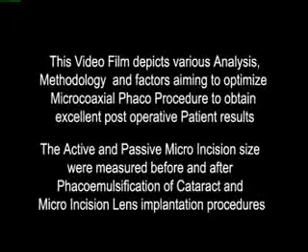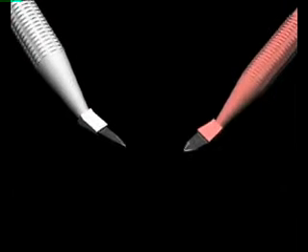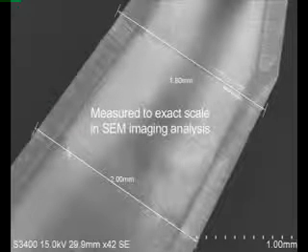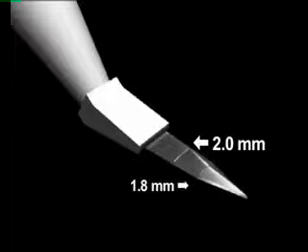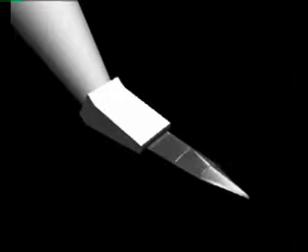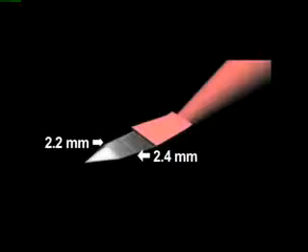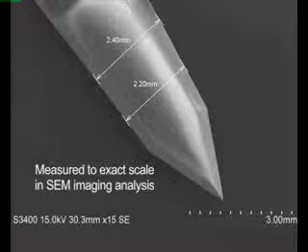patient results. The active and passive microincisions were measured before and after phacoemulsification of cataract and microincision lens implantation procedures. Procedure and methodology. The blades to be used for these surgeries are pre-calibrated accordingly for creating real-time measured clear corneal incisions, with the horizontal width perfectly marked with two lines of 1.8 and 2 mm on its anterior surface. Similarly, the other blade has a marking of 2.2 and 2.4 mm on its anterior surface. These marking lines facilitate the phacosurgeon to create real-time measured clear corneal trapezoidal incisions for an optimum leak.